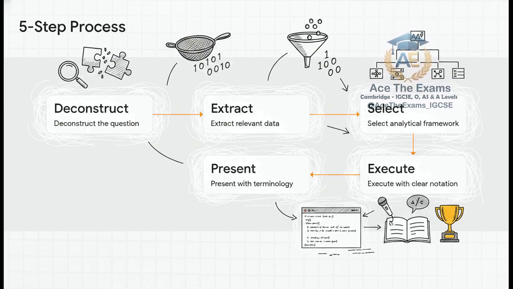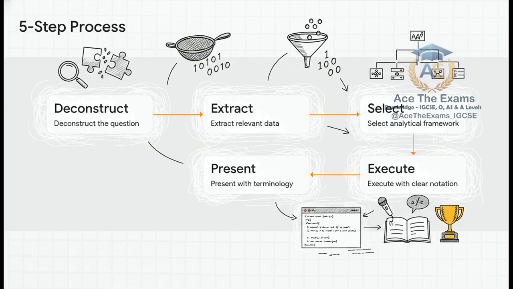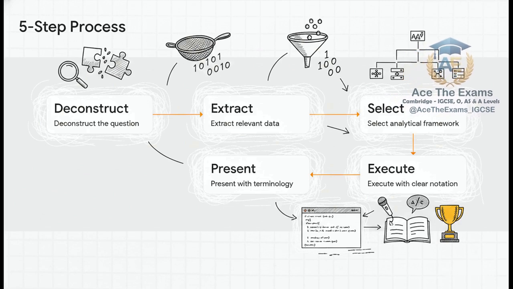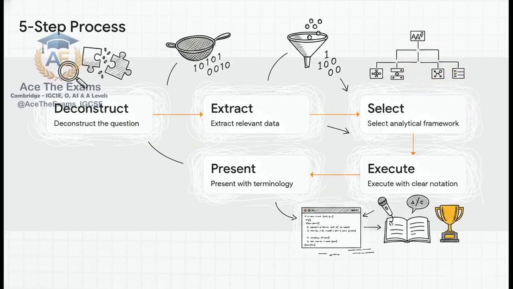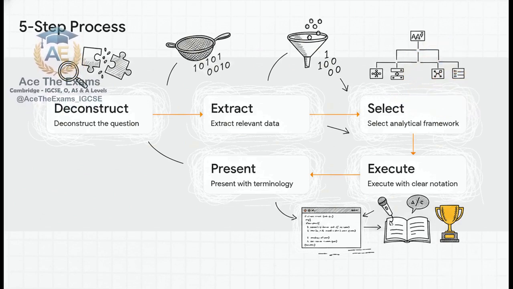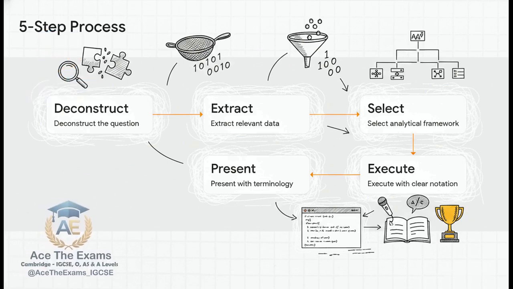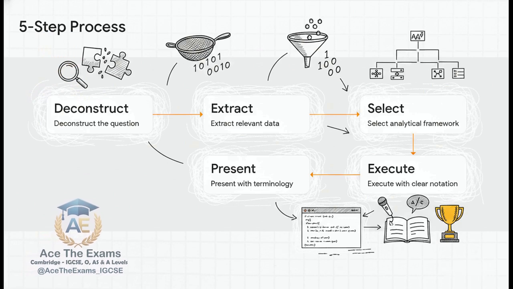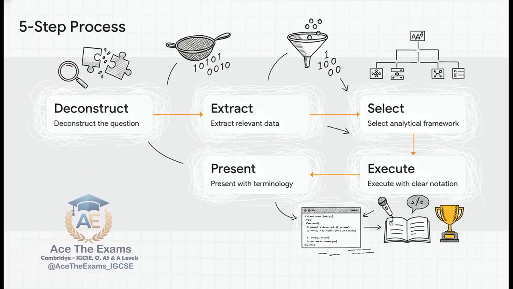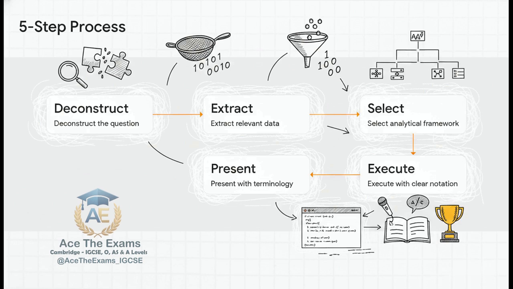So here's your 5-step algorithmic thinking process. Step 1, deconstruct the question. Don't just casually read it. I want you to tear it apart. Find the command words. Is it asking you to evaluate, describe, or calculate? Step 2, extract relevant data. Pull out only the variables and binary figures you actually need. Ignore the fluff. Step 3, select your analytical framework. What kind of algorithmic structure does this specific problem require?